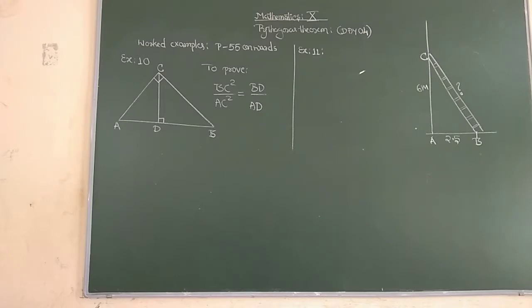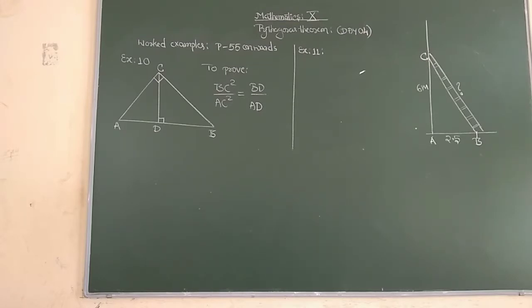This class is meant for discussing worked examples of Pythagoras theorem. It is the fourth day in Pythagoras theorem explanation. Page number 55 in your textbook. Example 10 you have. I have already told you to copy down the questions.